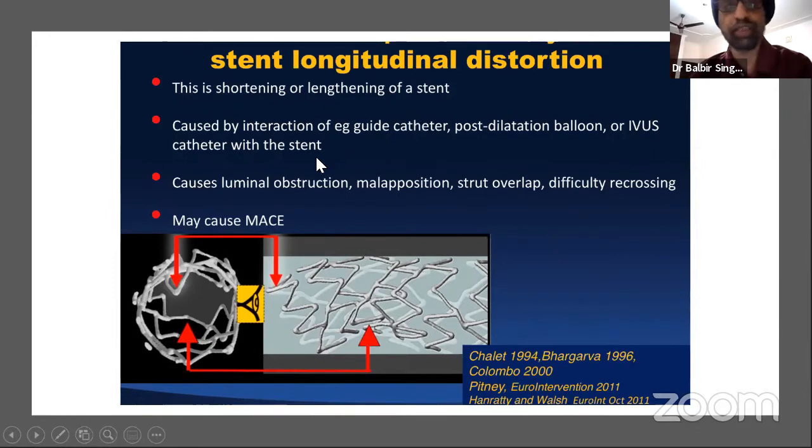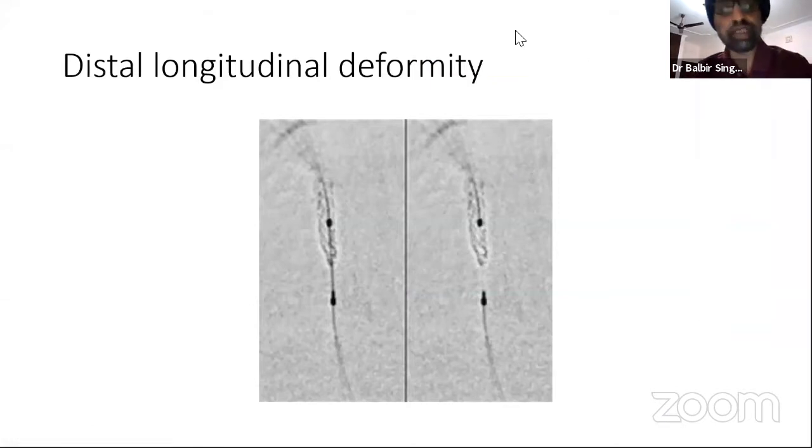This is shortening or lengthening of the stent, and it can be caused by the guide catheter, post-dilatation balloon, intravascular ultrasound, and cause luminal malapposition, stent deformities, and is one of the responsible factors for a MACE. Let's look at this example.